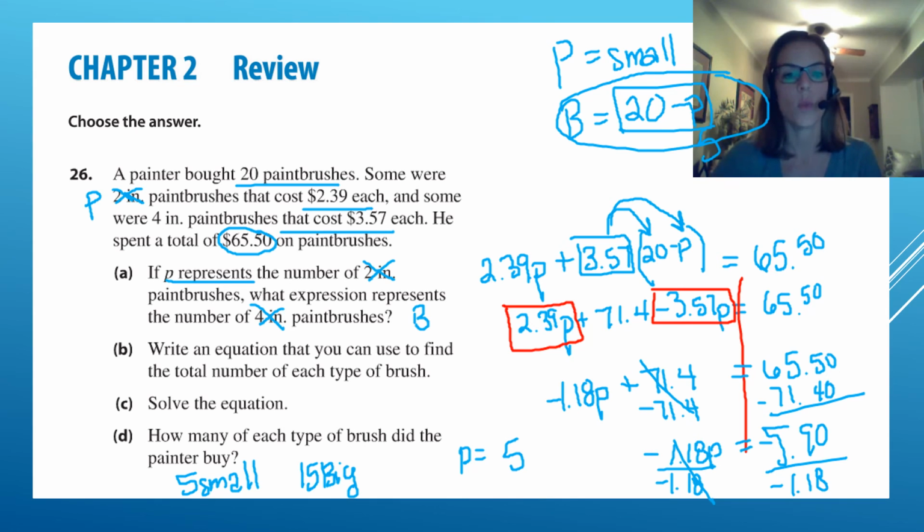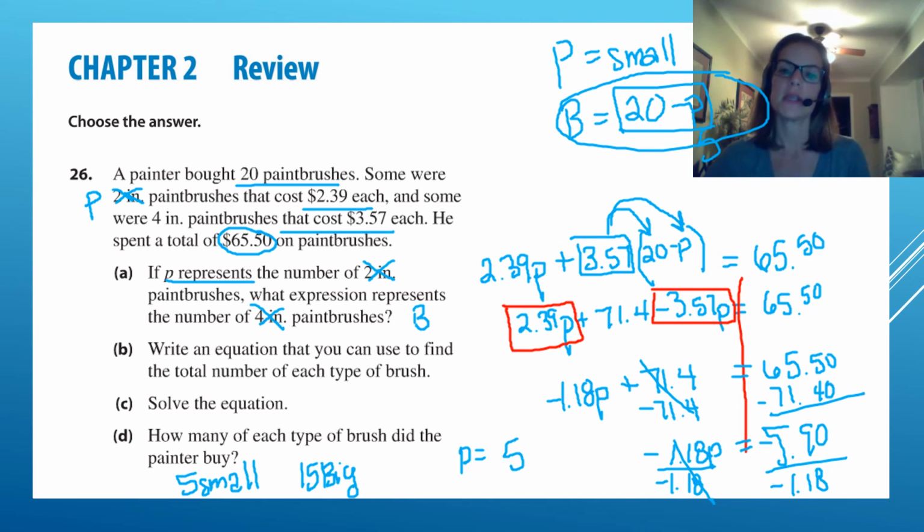And then it's asking, what expression would represent the 4-inch paintbrushes? We're just going to call these our big paintbrushes, okay? And I'm going to talk about that in just a minute. So P is going to equal our small paintbrushes. And if we have 20 paintbrushes all together, our big paintbrushes are going to equal 20 minus the small ones.